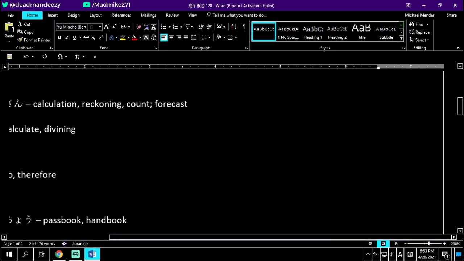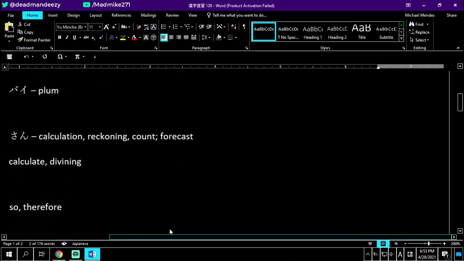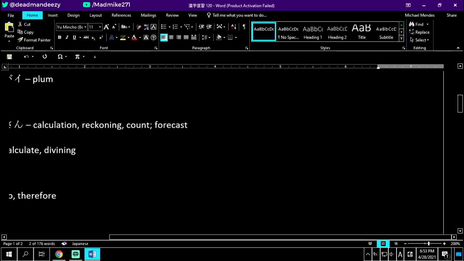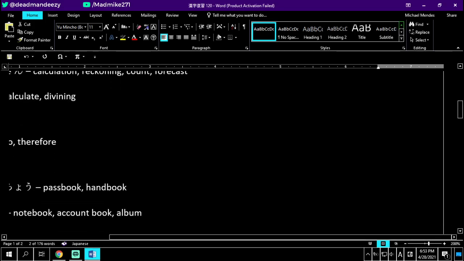So or therefore, which is desu kara. A passbook or a handbook is a tsucho. Tsu as in to pass through somewhere. Cho for a long piece of cloth that you bring with you.